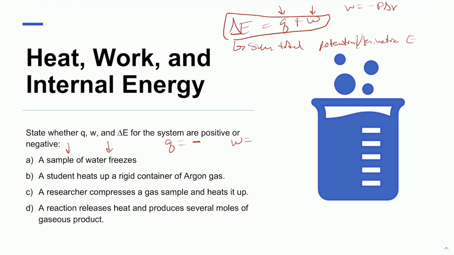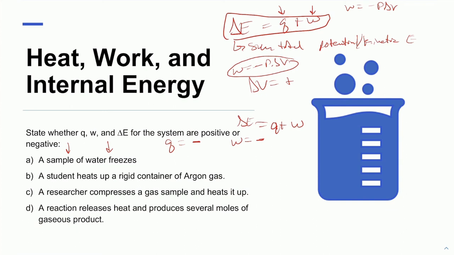So when it expands, that means delta V is going to be positive. And when work is equal to negative P delta V, if delta V is positive, then work ends up being negative. Okay, so that's going to be negative. And that means by default, a negative plus a negative is going to equal another negative. Okay, not times a negative. Okay, this is not multiplication.